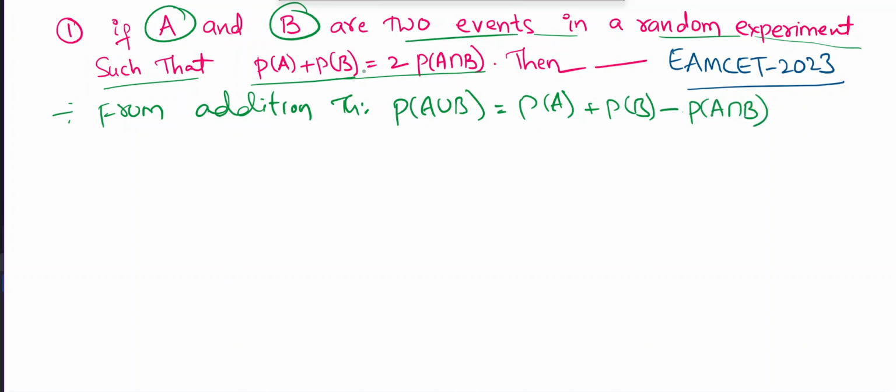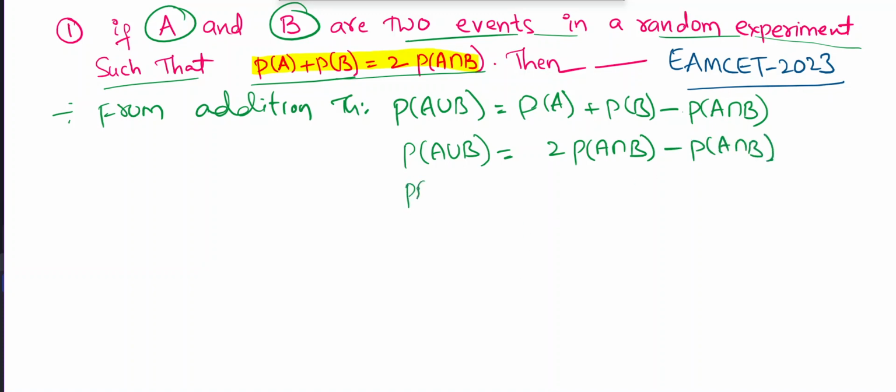Here the value of P of A plus P of B is given, that is 2 into P of A intersection B. Substituting in this, P of A union B is equal to 2 into P of A intersection B minus P of A intersection B. So P of A union B is equal to P of A intersection B. That means A and B are both the same.